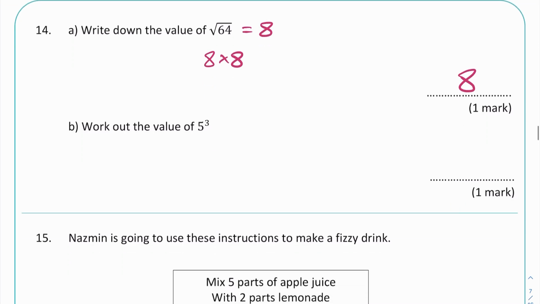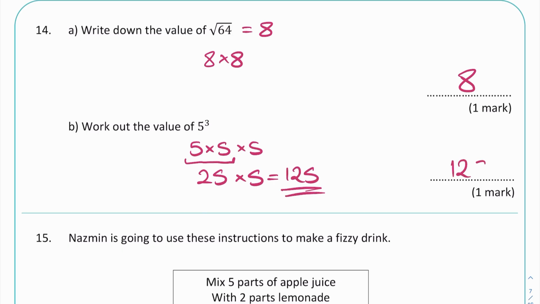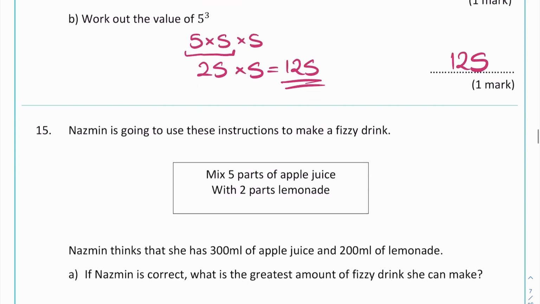Square root is 8. Write down the value of 5 cubed. That is 5 times 5 times 5. You can do that in little stages. 5 times 5 is 25, multiplied by another 5, and that is 125. So there we go, 125. Final answer for that one. A couple of nice little 1 markers there thrown in the middle.